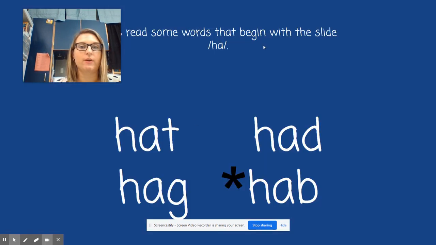Here are some words that have ha in them that make a word. We have hat. I wear a hat to the parade. Had. I had a great day at school. Hag. It's like the witch or the wicked stepmother in Snow White. In the original book, it calls her a hag, means a really old, wicked person. And then we have have, and this symbol tells us that this isn't a real word, so we can't use it in a sentence.